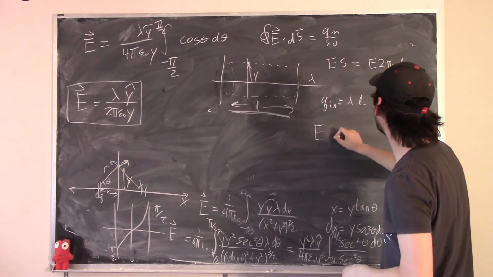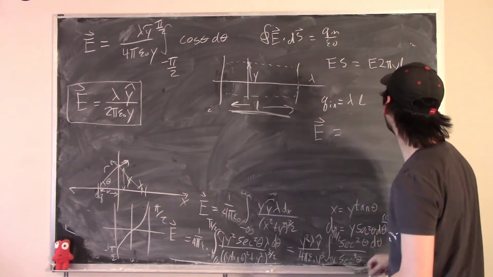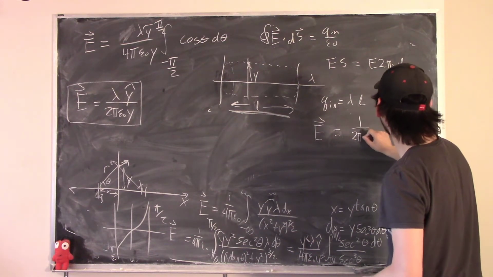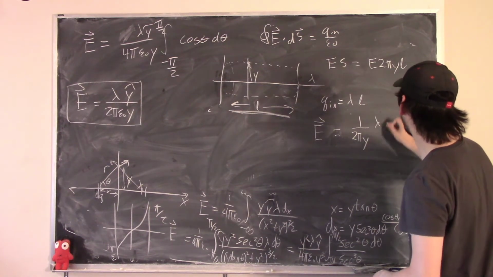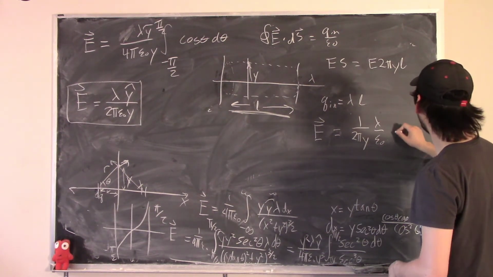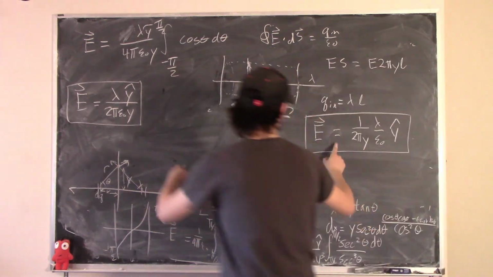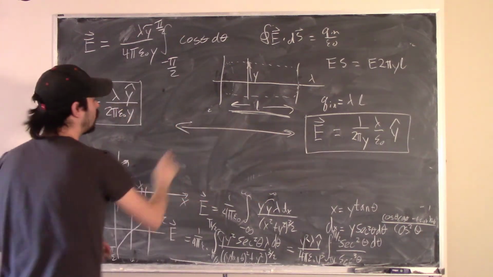So when I do that, this is going to say that E vector is going to be equal to 1 over 2 pi y. My L's are going to cancel. Lambda divided by epsilon naught times y hat. And this is written in a slightly different way than I ended up writing it over here. But you see that these two are the same thing.